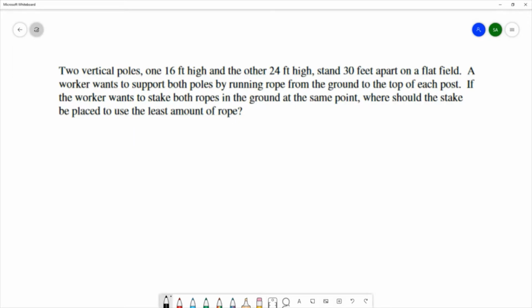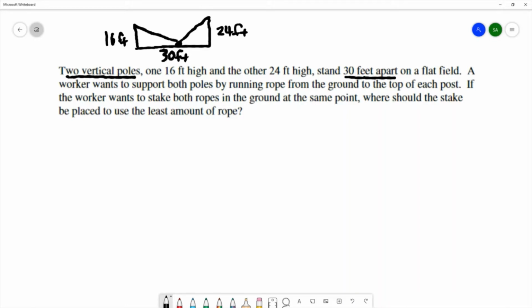So I can do a quick sketch of what's going on in this problem. We have two vertical poles that stand 30 feet apart, so a distance of 30 feet, we have these vertical poles. One of them is 16 feet high, and the other one is 24 feet high. And this worker wants to stake them with a rope from the same point. So somewhere along this 30 feet between them, I'll choose a point and tie the rope to the top of each one of those vertical poles.